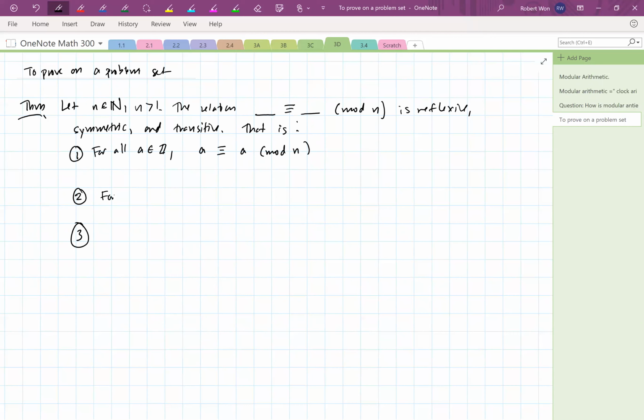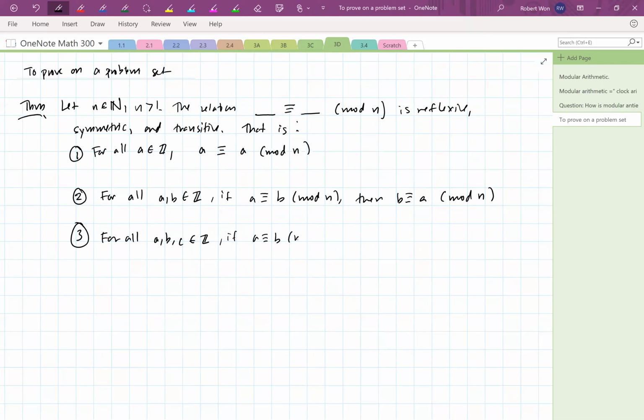Okay, so what is symmetry? It says for every pair of integers a and b, if a is congruent to b modulo n, then b is congruent to a modulo n. And what is transitivity? For all triples of integers a, b, and c, if a is congruent to b modulo n, and b is congruent to c modulo n, then a is congruent to c modulo n.